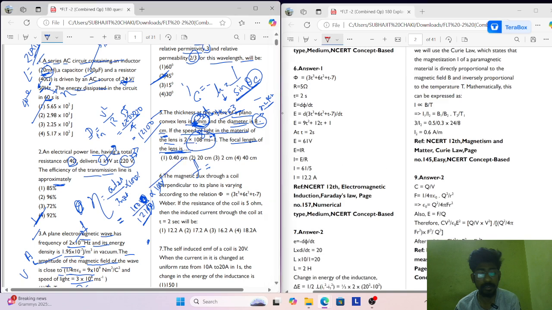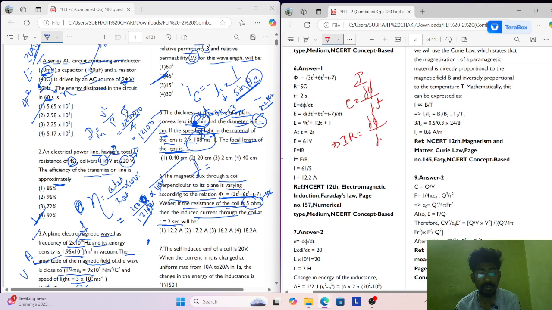The magnetic flux through a coil perpendicular to its plane varies according to the relation phi equals this. If the resistance of the coil is 5 ohm, then the induced current in the coil at t equals 2 seconds, you have to calculate. E equals d phi by dt, that is our formula. And E is equal to I into R, so I will be equal to 1 by R d phi by dt.